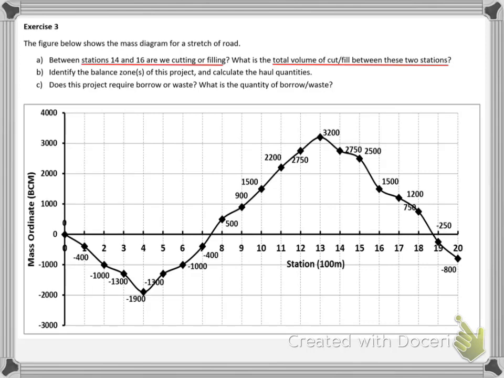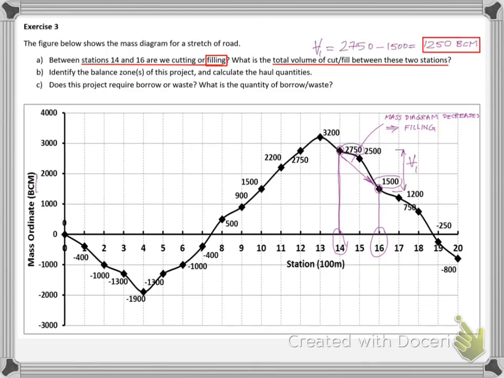In part A, we need to focus on the distance between stations 14 and 16 and describe the operation happening there. We see that the mass ordinate value is declining over this distance, which means that this segment entails filling, not cutting. The filling volume is the difference between the mass ordinates over that segment of the road, which turns out to be 1,250 bank cubic meters.